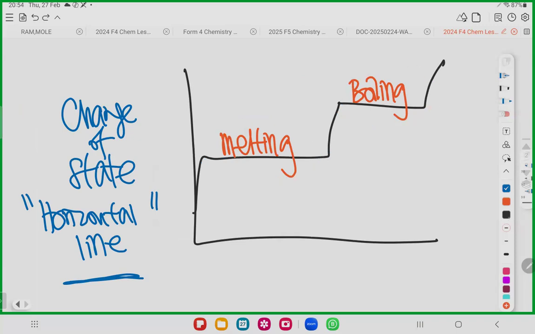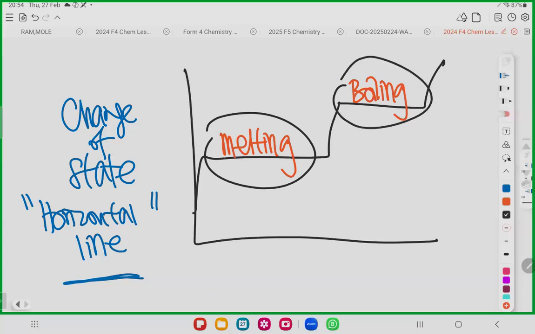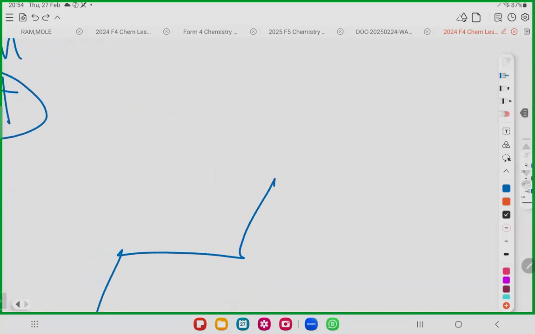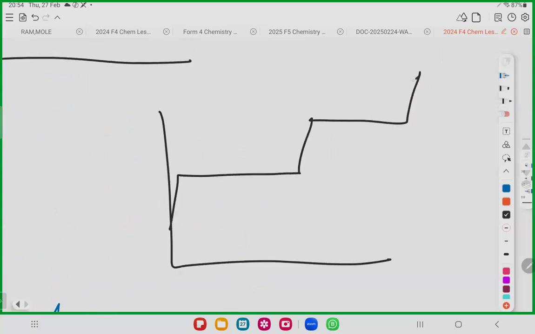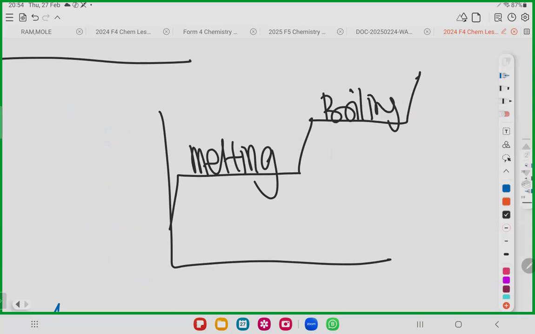For sure, because common sense, melting comes first, right? Then only boil. You cannot say, I want to boil the substance first, then only I melt it. Doesn't make sense. Must be melt, then only boil. So whenever you see two staircases, it's super, super easy. First staircase, confirm melting. Second staircase, confirm boiling. Easy. But the problem arises.